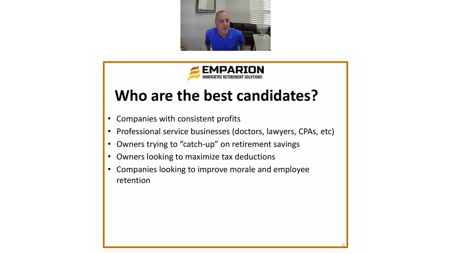So moving on, who are the best candidates? Companies with consistent profits. I'll go to number 2 as well. Professional services businesses. Typically, professional services businesses, physicians, lawyers, CPAs, architects, actuaries, other types of folks. They'll generally have higher consistent income, which makes them very good candidates for these types of plans.